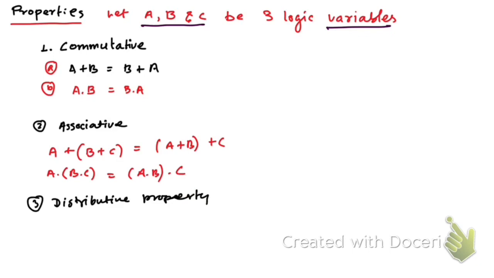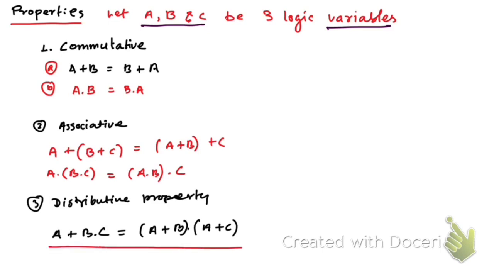Distributive property: you see A plus B dot C can be written as A plus B dot A plus C. This is a very important property. Okay, remember this. Also, you're going to have this property as well: A dot, B plus C, which is going to be equal to A dot B plus A dot C, right?